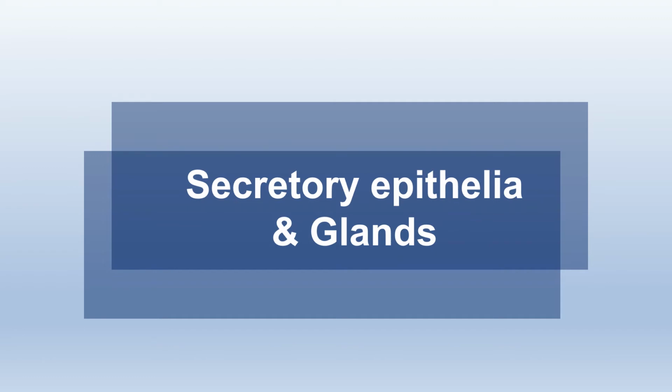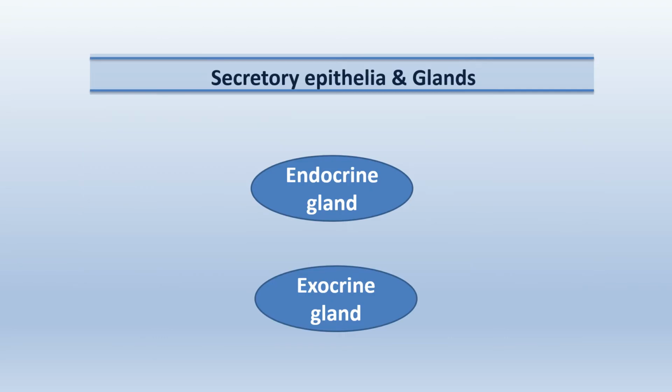Next is secretory epithelia and secretory glands. Secretory epithelia and secretory glands consist of endocrine glands and exocrine glands. But in this video, we only discuss the exocrine glands because endocrine glands are discussed in another topic.